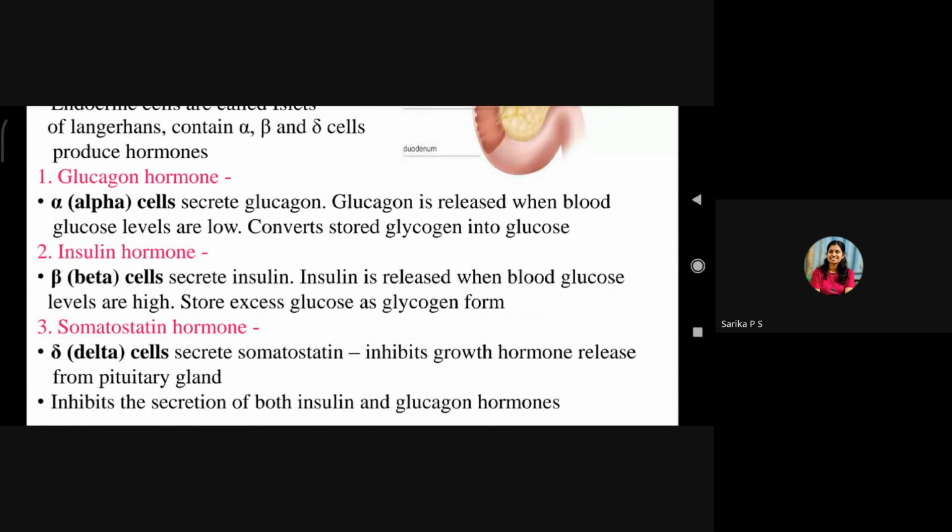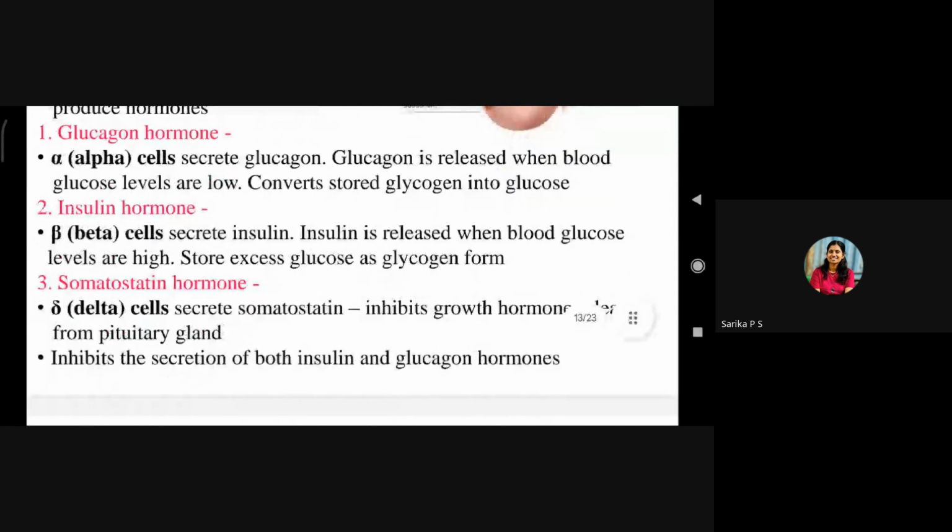Okay. So when our body needs that glycogen, at that time glucagon breaks that glycogen into glucose for our body's use. And this situation comes when our blood sugar level is low, and at that time we need more glucose. So glycogen is converted into glucose when our blood sugar level is low, and this conversion is done by glucagon hormone.